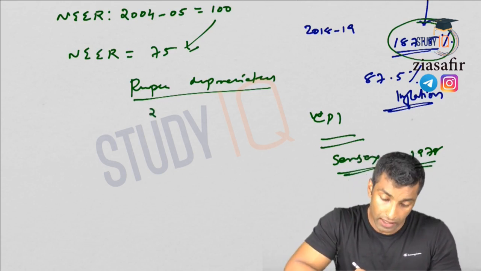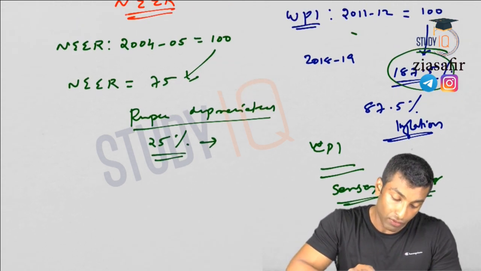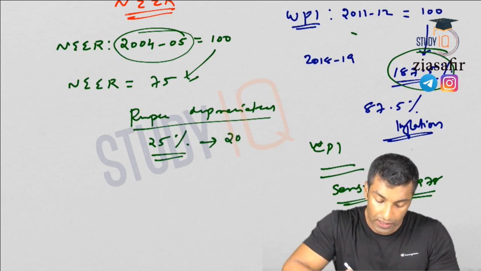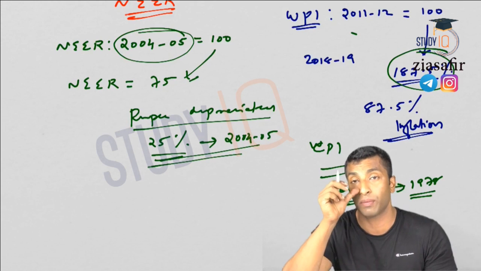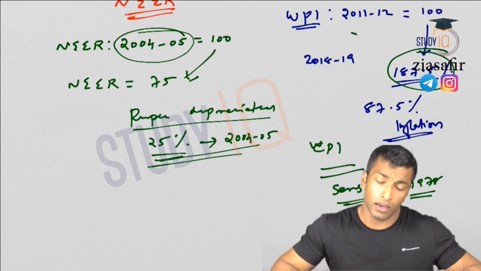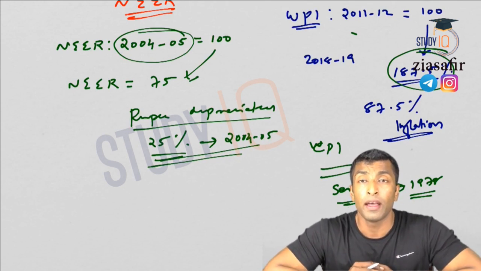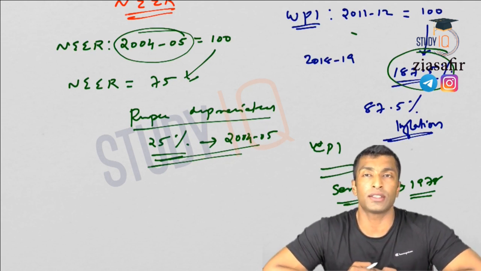So how much depreciation is there? 25% depreciation is there from the base year. What is the base year? 2004-5. So how will you write it? 25% depreciation since 2004-5. This is what you can understand from the NEER value. One thing you need to understand is that this is not an exchange rate, it is actually an index number, which measures the change in exchange rate.